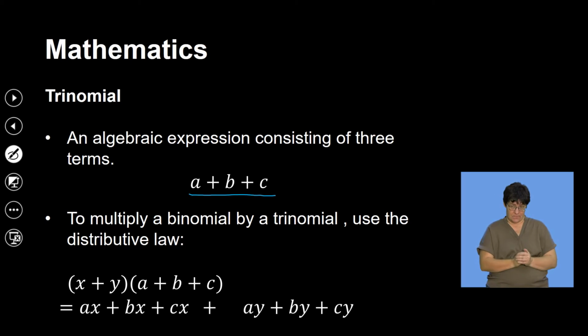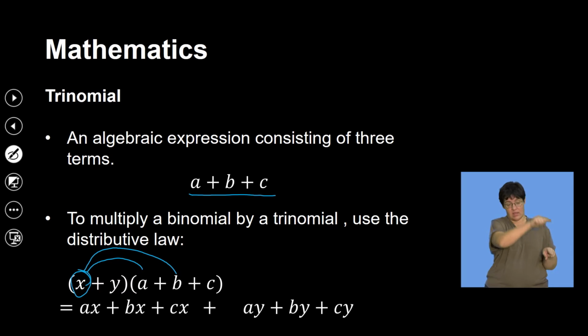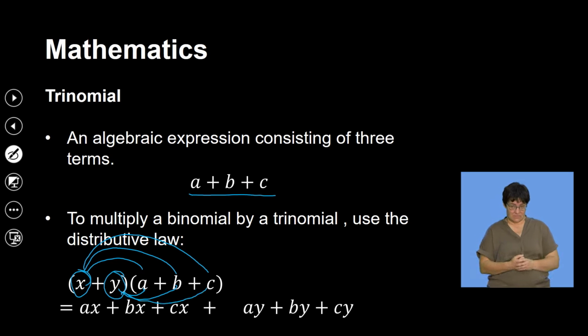What that means is you take the first term of the binomial, multiply it by everything that is inside the bracket of the trinomial, and then you take the last term and multiply it by everything as well that is in the bracket of the trinomial. And from there you will have ax plus bx plus cx plus ay, by, and cy with a plus in between them.